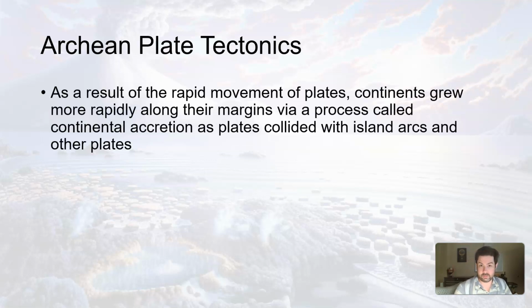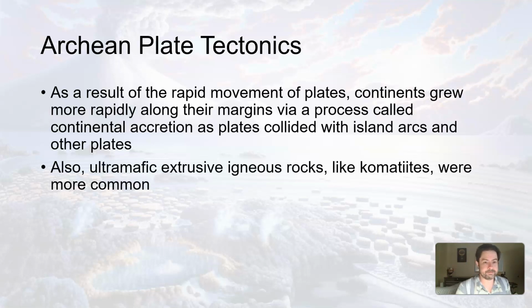As a result of the rapid movement, continents obviously grew more rapidly as pieces mushed together, as these new pieces of continental crust mushed together. That's a process called accretion, as island arcs come together with other island arcs and other parts of the crust. So that was happening faster, obviously.